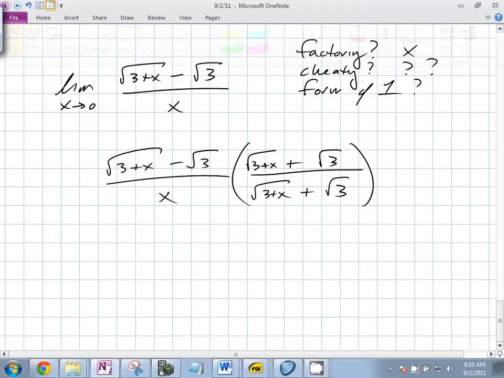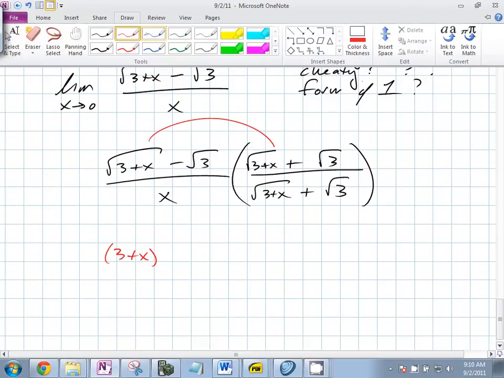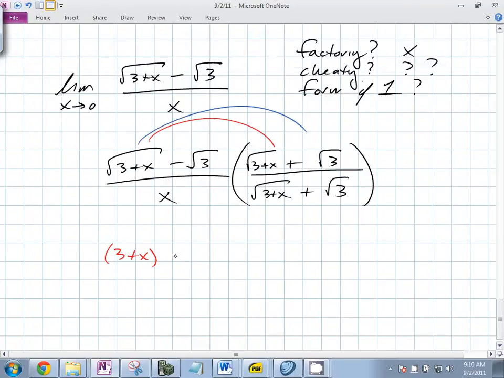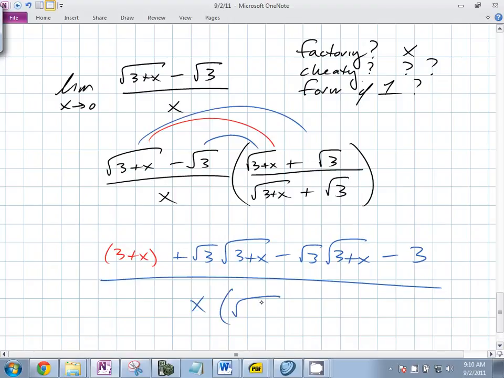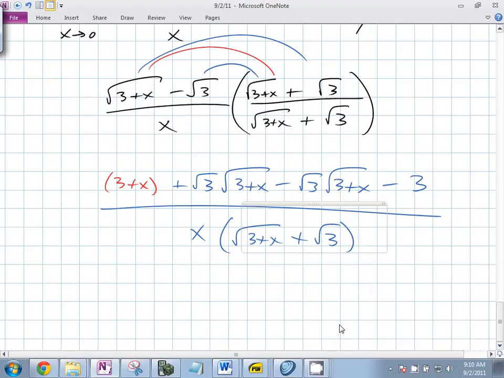We do this, and we end up with 3 plus x plus root 3 times root 3 plus x, minus root 3 times, this one now is the same thing, but it's negative. Minus what? 3. Over x times this thing, right? Are we okay with that algebra right there? Yeah. All I did was distribute.